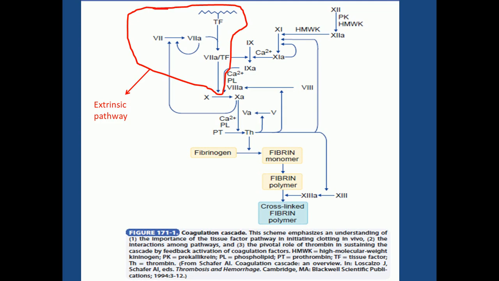The intrinsic pathway involves the activation of factor 12 by prekallikrein and high molecular weight kininogen. This active factor 12 will activate factor 11. Factor 11 will activate factor 9. This factor 9 will then go back to factor 10 and activate it, and then the process will continue in the same way as the extrinsic pathway. The sequence from factor 10 and below, we call the common pathway.